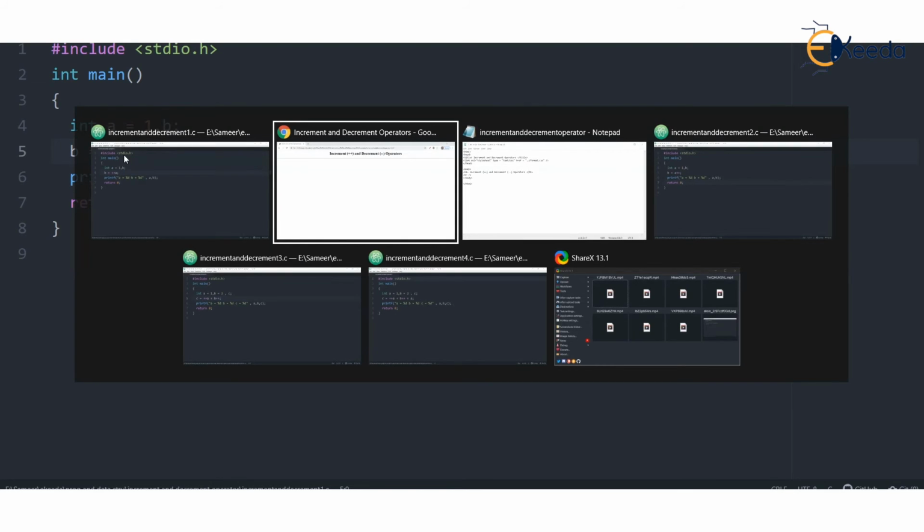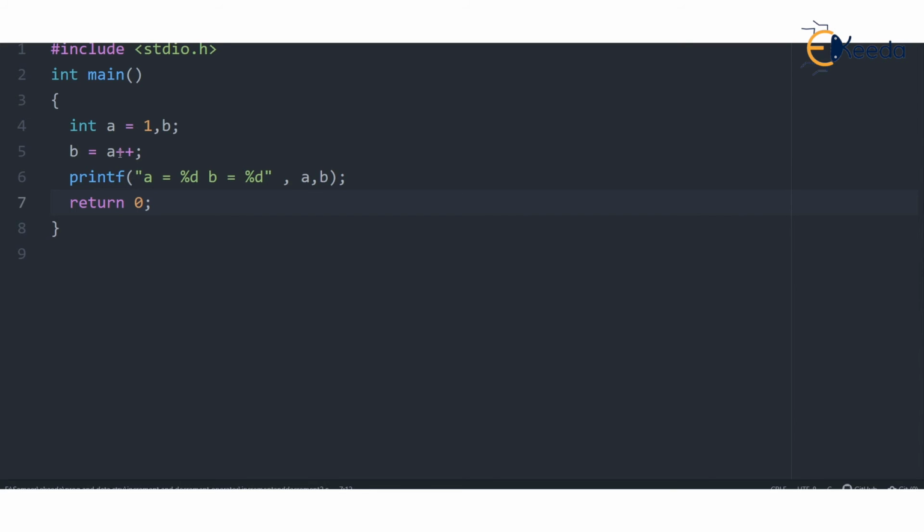Let's see this. There is a very small difference as compared to the previous code. There it was b = ++a, and here it is b = a++. So what is the order of execution? The order of execution is first b will become equal to a. That means b will become 1 as a is 1. And after the expression is solved, a++ means increase a by 1. So a will become 2. So the output is a is 2, but b is 1. So the output will be 2 and 1.